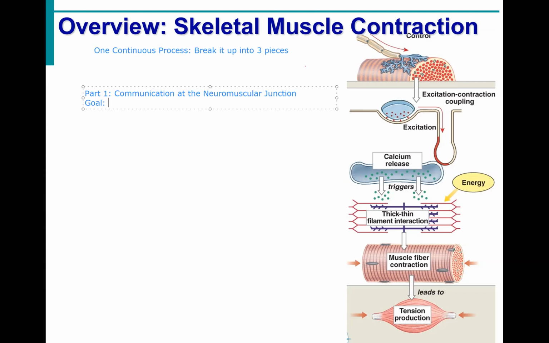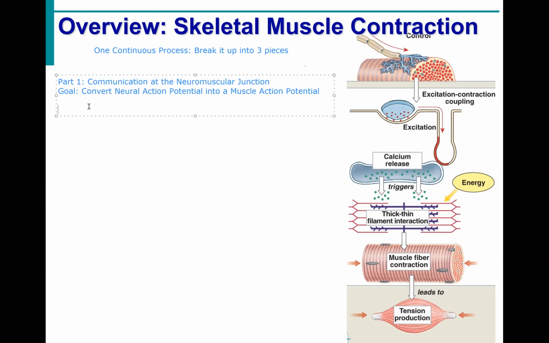And when we make a conscious decision, our nervous system produces a neural action potential. So our goal of step 1 is going to be to convert the neural action potential into a muscle action potential. So that is our goal of step 1. Step 1 is called communication at the neuromuscular junction. And the goal is going to be to convert our neural action potential into a muscle action potential. And once we've written that out all pretty on the exam, we can abbreviate that to, we want to convert a neural action potential into a muscle action potential, a NAP into a MAP.